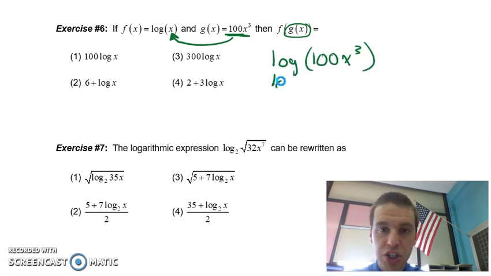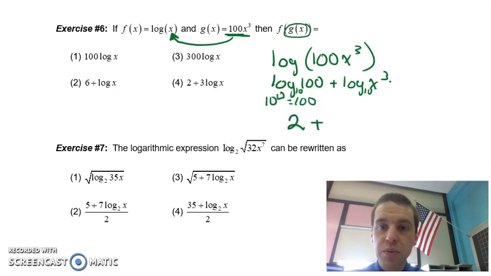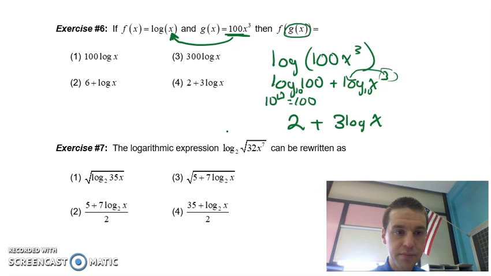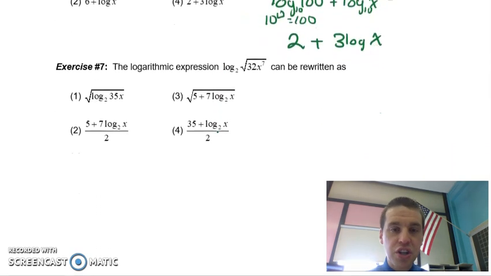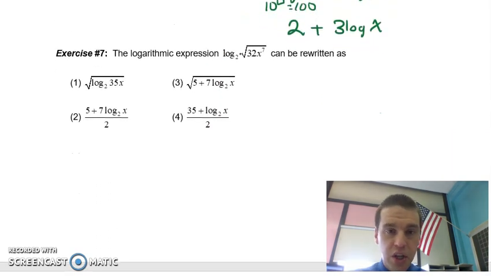Again, this is multiplication, so we're going to write log of 100 plus log of x cubed. Log of 100, remember again, if we have no base, it's really 10. So this is 10 to what power gives you 100? Well, it's 2. And when we have an exponent here, it brings it out in front using the power rule. So we have 3 log x. Well, that better be one of your answers. And we're going to finish off today on 7.